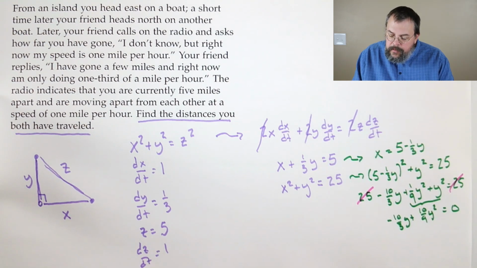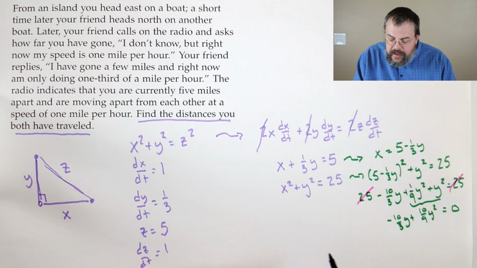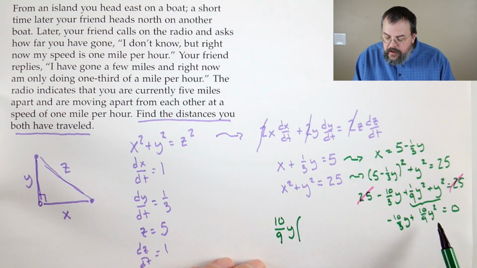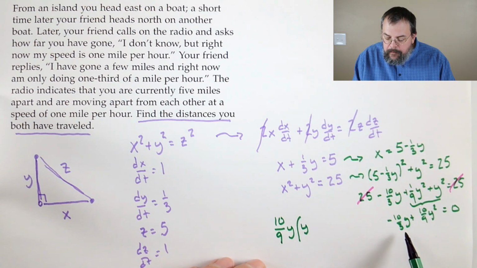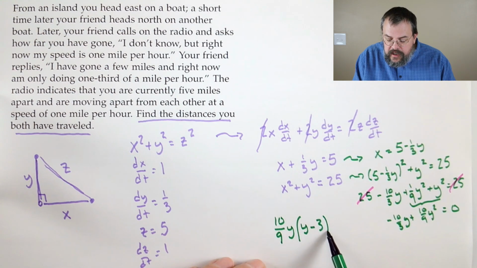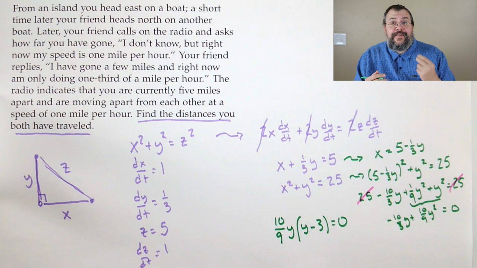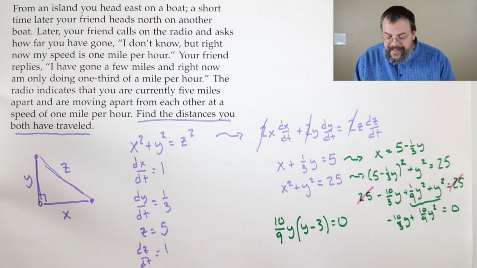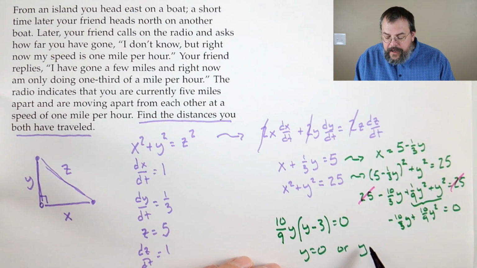Okay, and then let's pull out enough so we can pull out a 10. So we have 10, and let's pull out a 9 so we get rid of our fractions. And they both have y. So 10/9 times y, then what's left? Well, you'll get a y from that term. And from this term, you grab the y, you grab the 10. Because you pulled out 9, there's only 3 there, so you have 3 left. So y minus 3 equals 0. So what does that get us to? Two possibilities: y equals 0 or y equals 3.